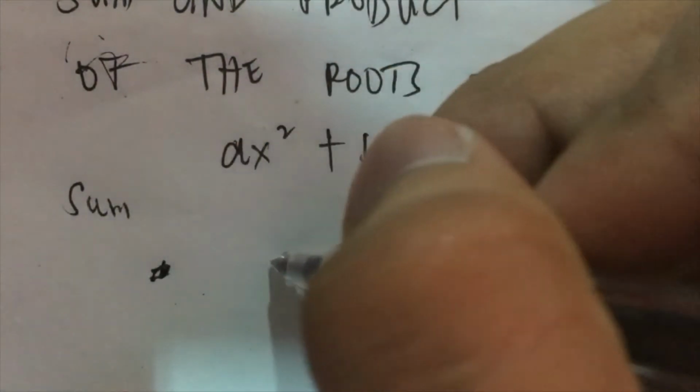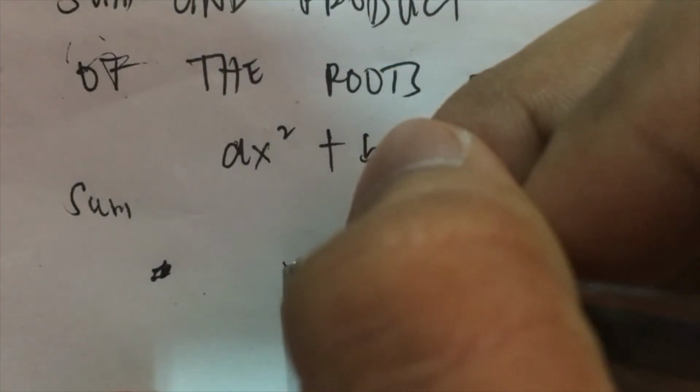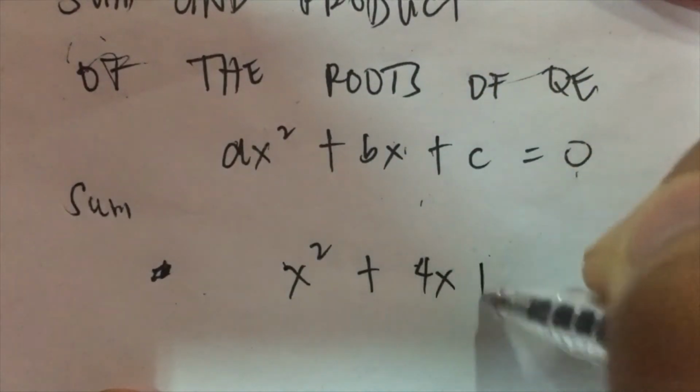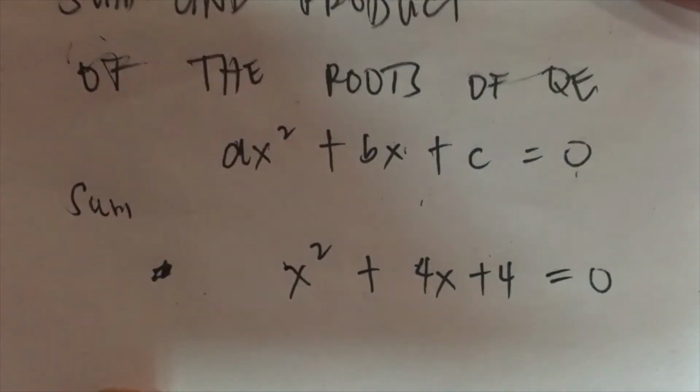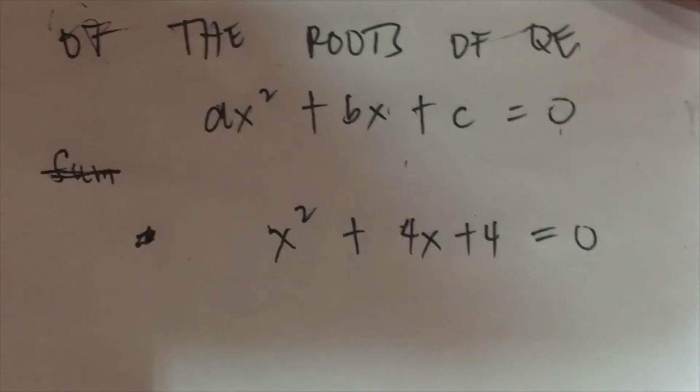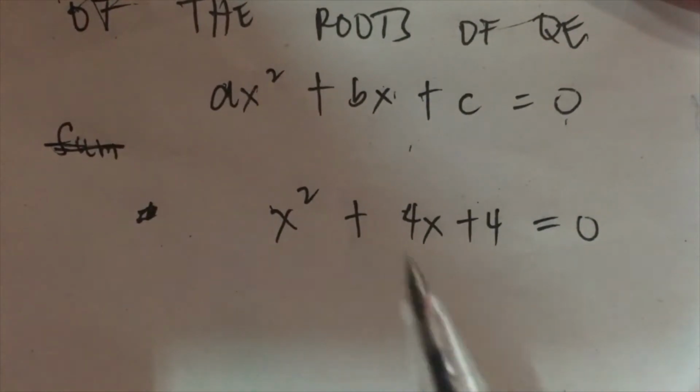Suppose we have the equation x squared plus 4x plus 4 is equal to 0. How are we going to identify the sum of the roots of this equation without first solving for the solutions and getting their sum? Okay, let's take it step by step. x squared plus 4x plus 4.